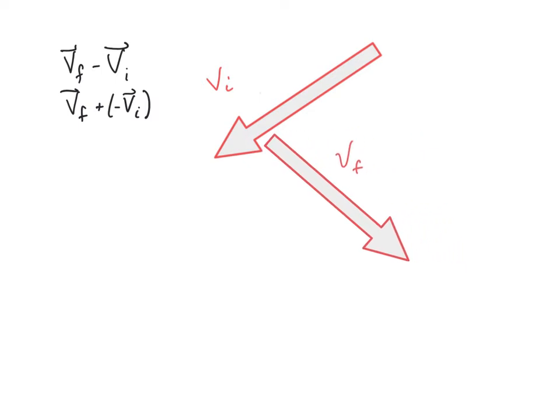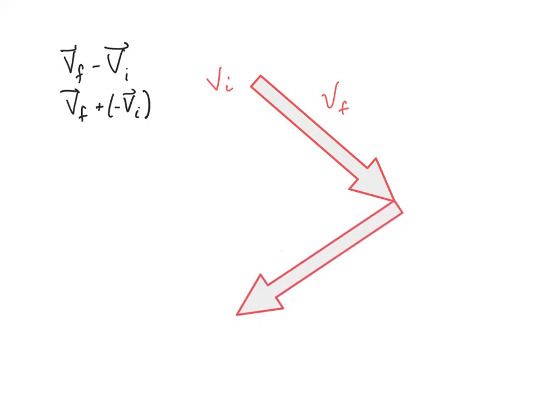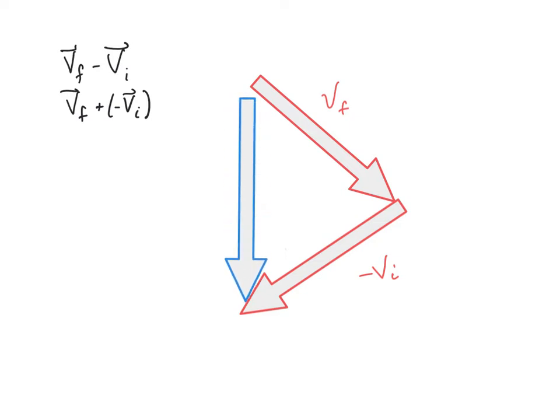All right, so let me move VF over here. Let me move VI over here. There's tip to tail. And that's no longer VI, it's now negative VI. I'm adding them tip to tail, right? And remember, I draw the resultant vector from the beginning of the first to the tip of the last. So I have to draw my resultant vector from the tail of the first to the tip of the last. So that's going to look like that.